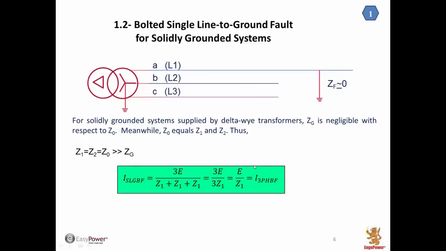This is valid only at the transformer terminals, because when you go down, the zero sequence impedance of the equipment will change this value. But immediately after the transformer terminals, single line to ground bolted fault have the same order of magnitude of the 3-phase bolted fault.